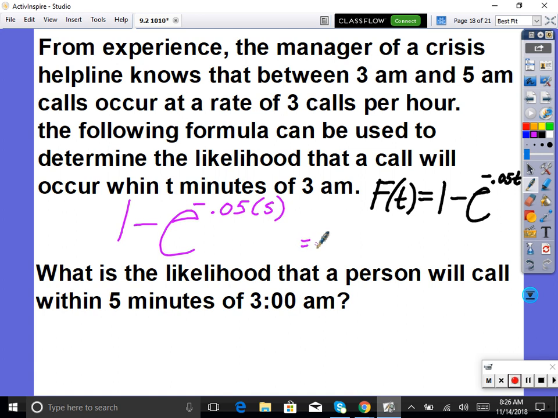So this is, let's calculate it, because likelihood is a probability. So our answer is going to come out a decimal, which is a percent. Likelihood means percent likely to happen. So what decimal do you get? Anyone get a decimal?